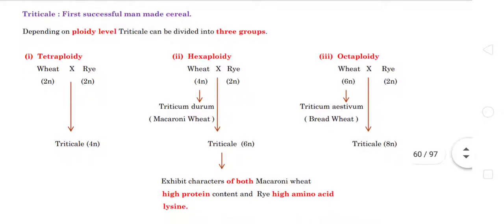And the third type is called octoploidy. Here they are crossing the wheat with the rye plant. Wheat is hexaploid and rye is diploid. As a result, we can get the triticale in the octoploid condition. So these are 3 examples based upon the ploidy level.